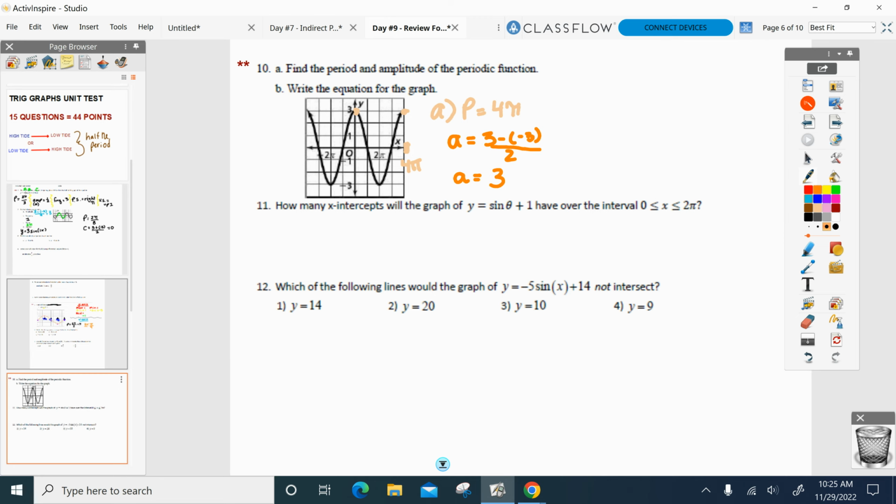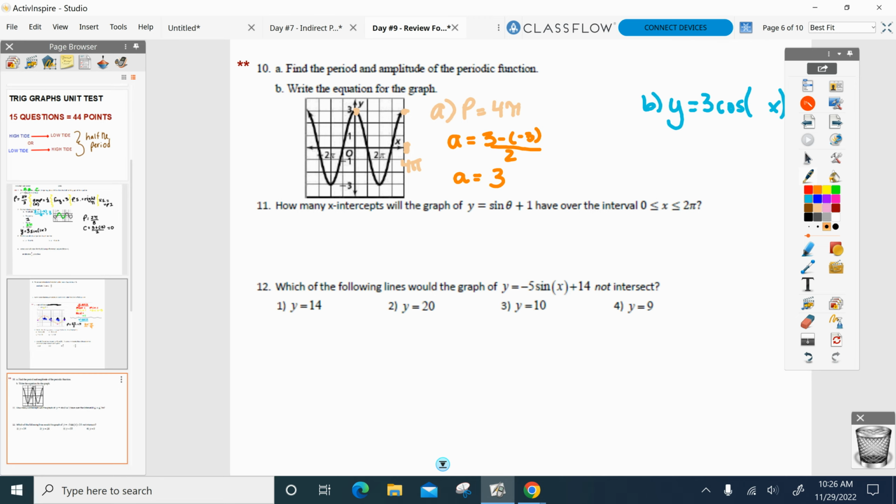All right, part B, write the equation. Y equals, what goes out in front here? 3. What type of curve are we looking at? Because I didn't give that to you. Cosine. And just because I didn't ask for it, I'm still going to need it now. What do I still need to figure out here? Yeah, what's my B value? My frequency.